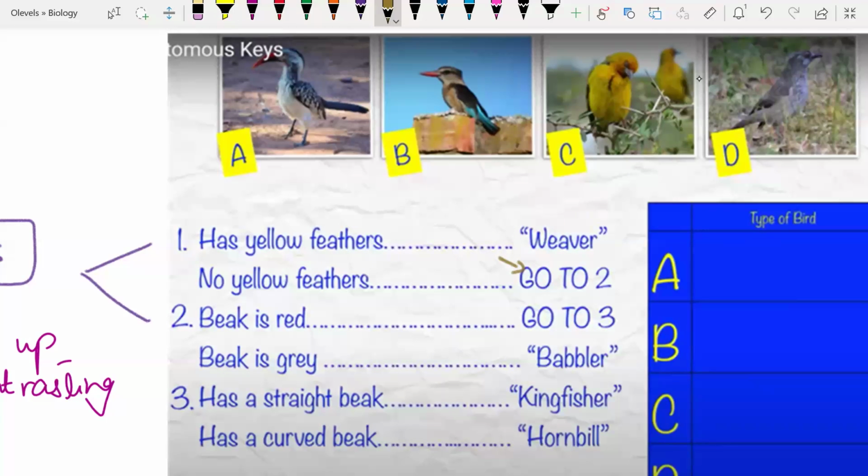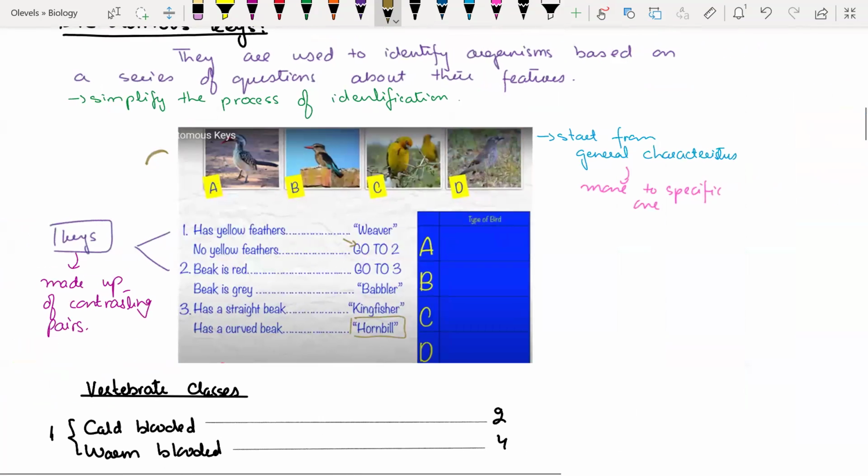Now it has a curved beak, right? Its beak is like this, so it's a curved beak. Now I've got what it is. It is a hornbill, right? So in this case, I have identified that it's a hornbill.